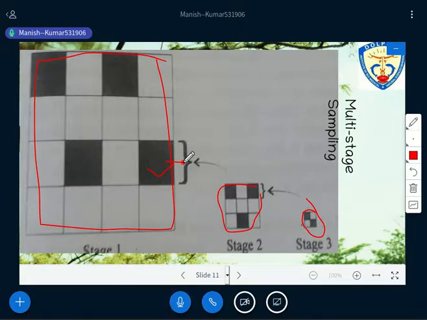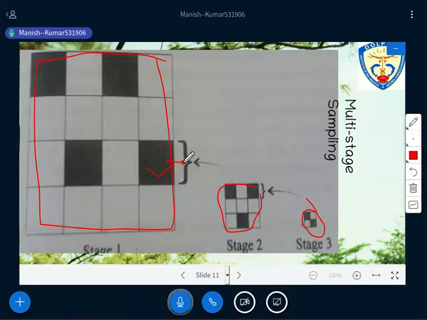Stage by stage, it means that you are not taking sampling units at one stage, but the units have been taken at 2 or 3 stages. Is it okay? So that's why it is called multi-stage sampling. Listen carefully again and try to understand.